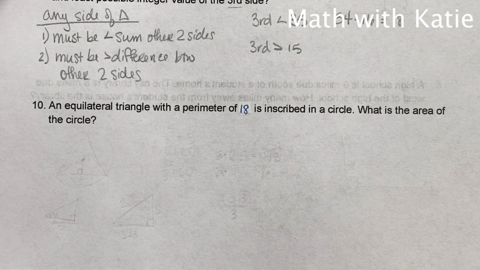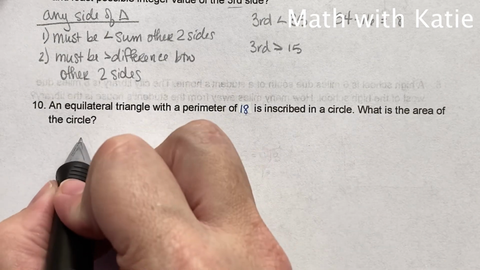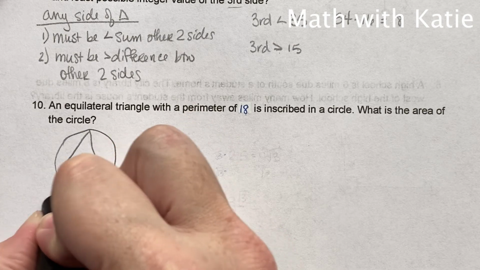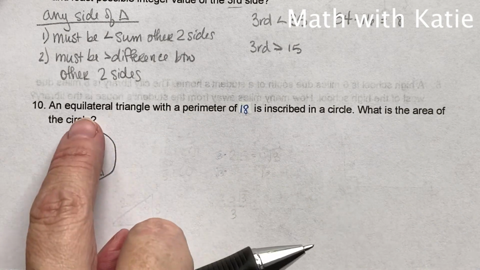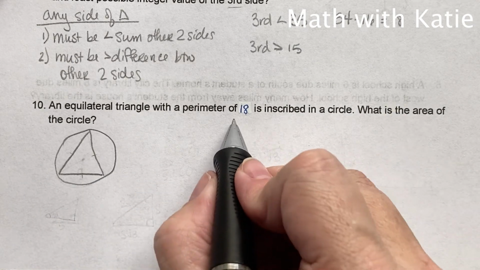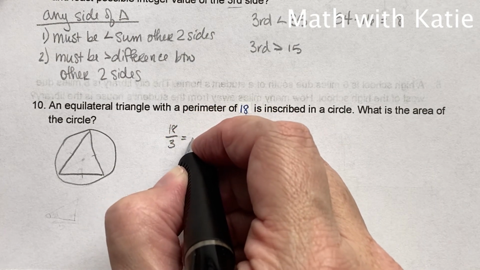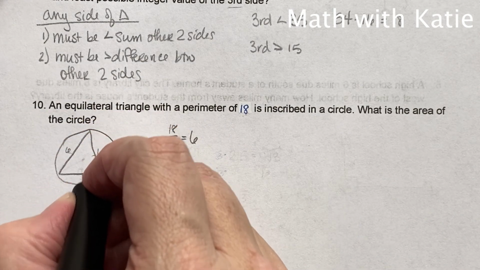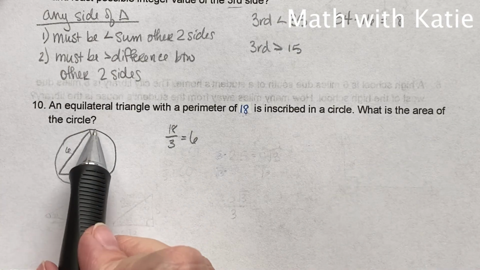Okay, equilateral triangle with a perimeter of 18 is inscribed in a circle. What is the area of the circle? So first we have a circle with an equilateral triangle. Excuse my drawing. If it's an equilateral triangle, we know that all three sides are congruent. And since the perimeter is 18, we know that each side is 6. Okay, so what is the area of the circle?